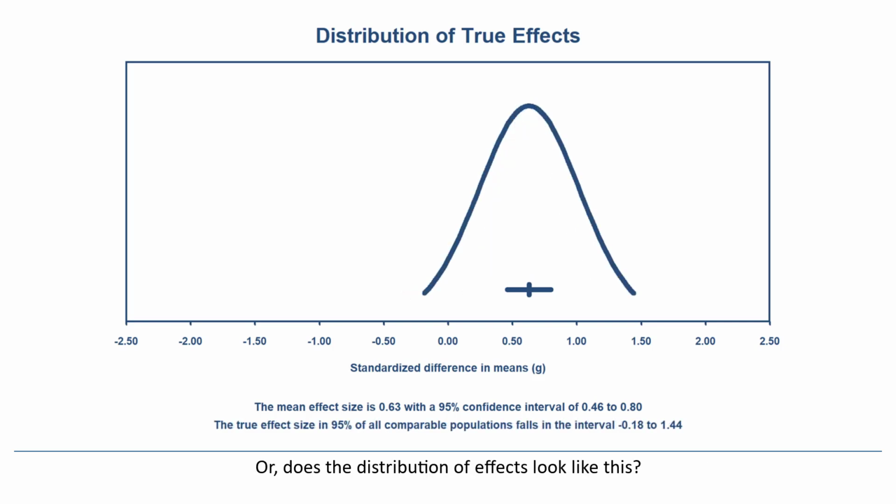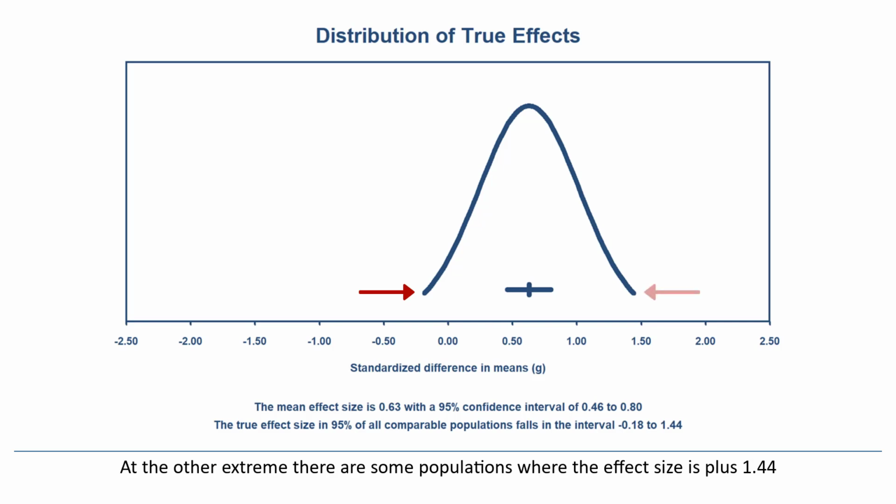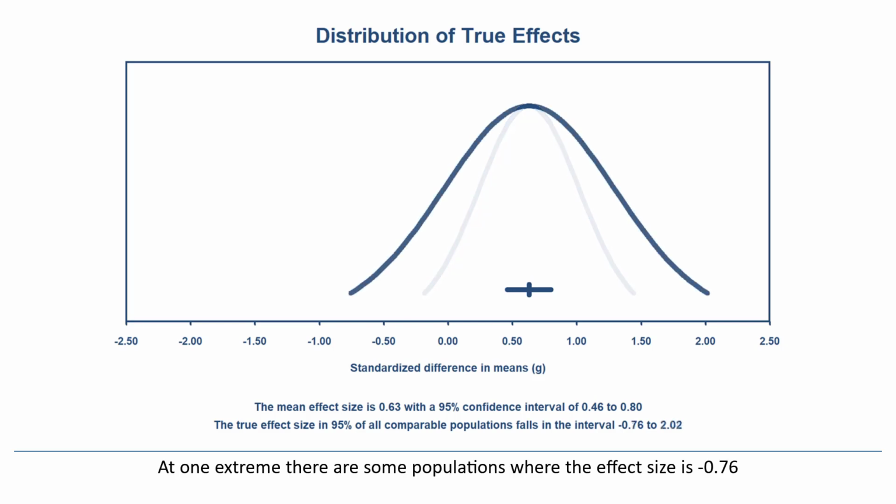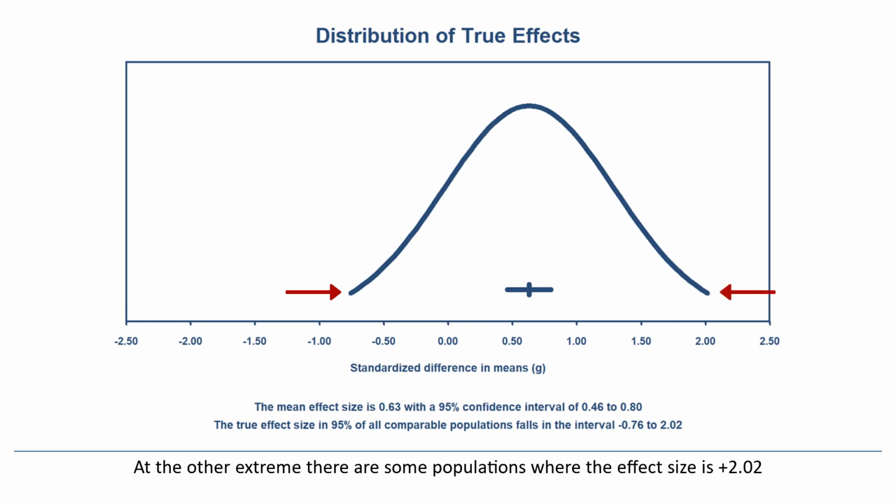Or does the distribution of effects look like this? At one extreme, there are some populations where the effect size is minus 0.18. At the other extreme, there are some populations where the effect size is plus 1.44. In this case, the prediction interval is minus 0.18 to plus 1.44. Or does the distribution of effects look like this? At one extreme, there are some populations where the effect size is minus 0.76. At the other extreme, there are some populations where the effect size is plus 2.02.